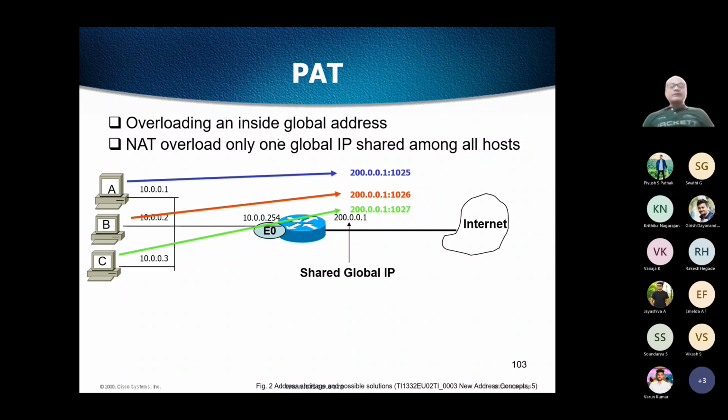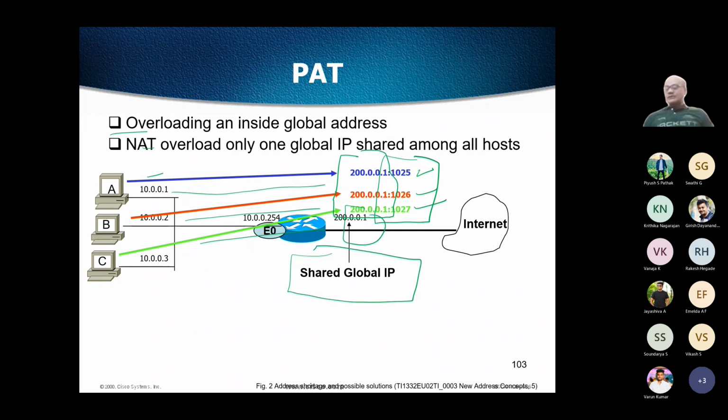And PAT, how does it work? As we can see in the diagram here, okay, this is the diagram, guys. We can see it is using only one IP address, but only your port number gets changed: 1025, 1026, 1027. All the IP addresses are communicating. You can see, right? This guy is communicating with this IP address. All are using the same IP address, only your port number gets changed. This is quite important, right? It is using a shared global IP address. This is how we are getting internet.